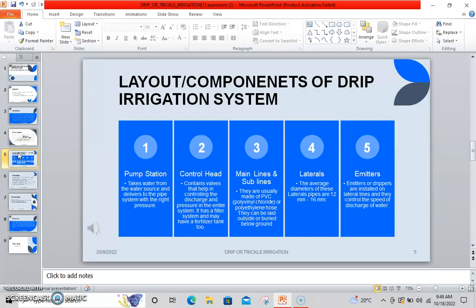Third, main line and sublines. They are usually made of PVC, polyvinyl chloride, or polyethylene hose. They can be laid outside or buried below the ground. Fourth, laterals. The average diameter of these lateral pipes is 12 millimeters to 16 millimeters. Emitters or drippers are installed on lateral lines and they control the speed of discharge of water.